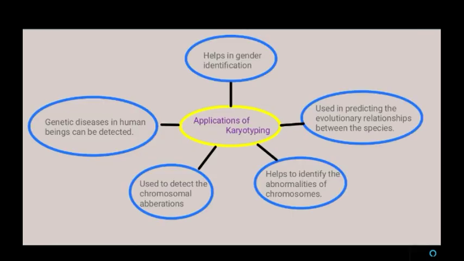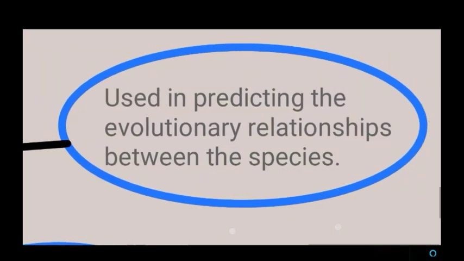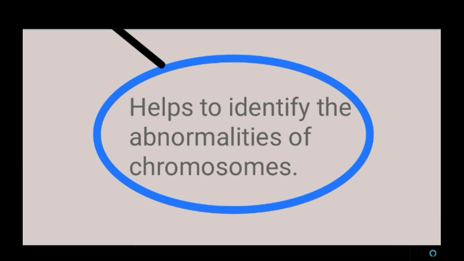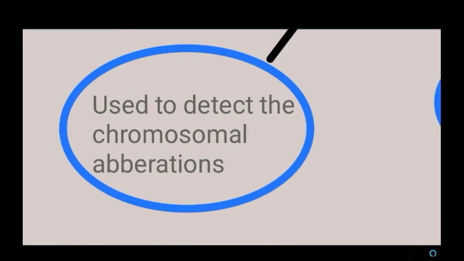Next we are going to see the applications of karyotyping. For what purpose do we carry out karyotyping? There are many applications. The first one is that karyotyping helps in gender identification. Then it is used in predicting evolutionary relationships between species, that is, how the species are related based on evolution. It also helps to identify chromosomal abnormalities and to detect chromosomal aberrations.